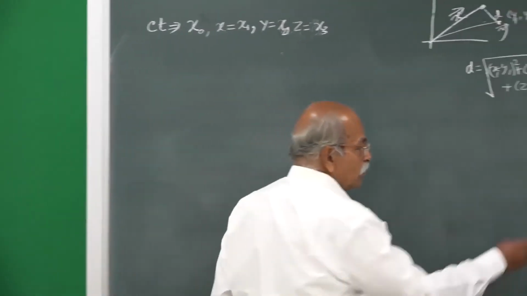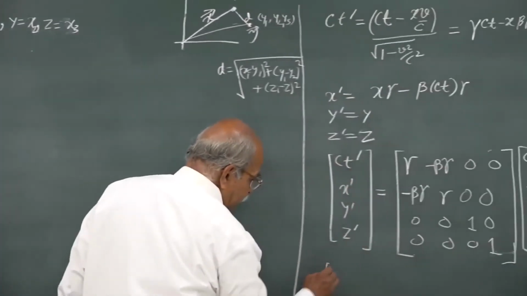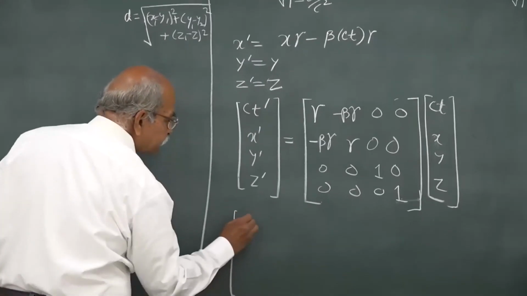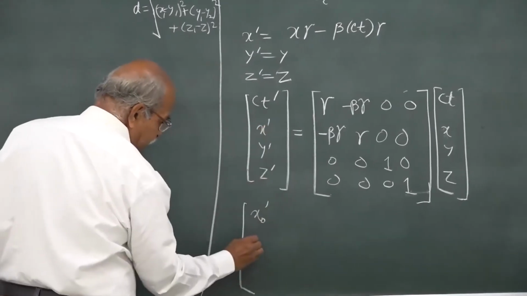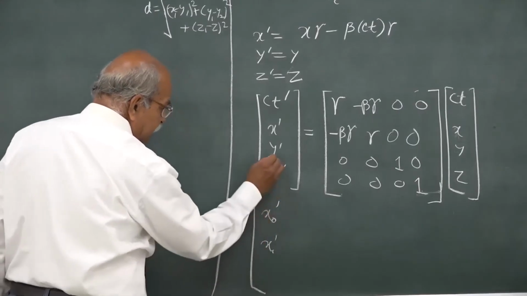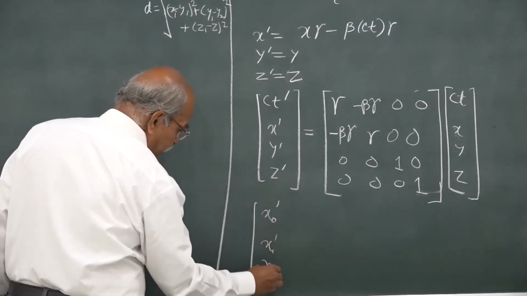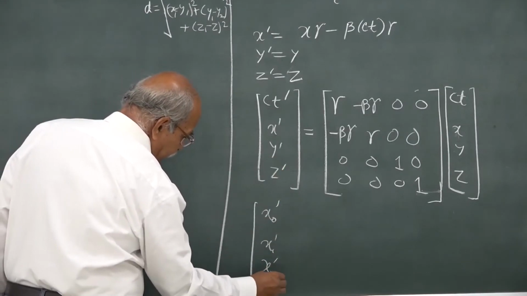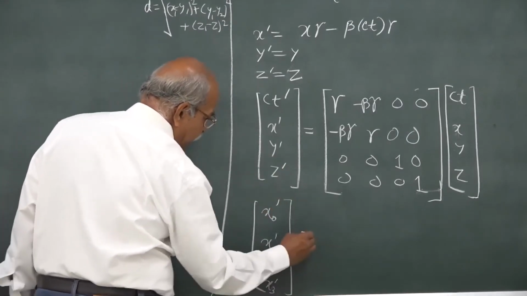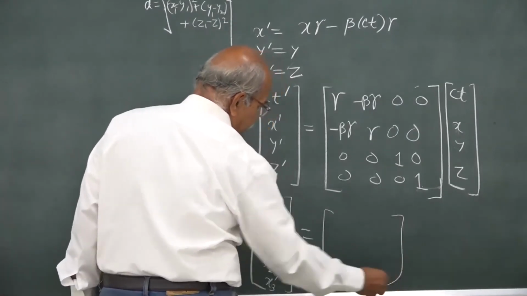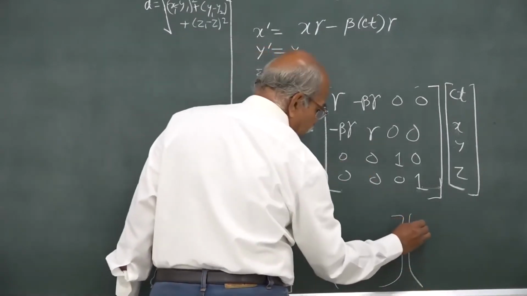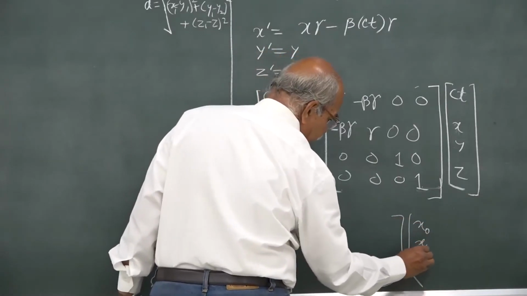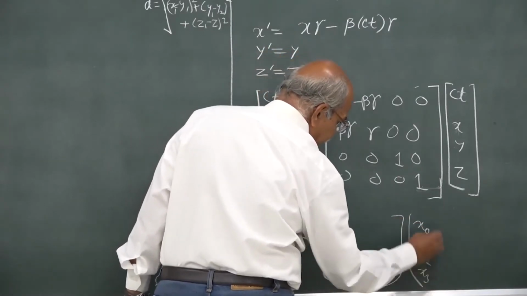So, if you write it again, this will be x0 prime, this will be x1 prime, this will be x2 prime, and this will be x3 prime. This is how we will write. This is that rotation, that transformation matrix, and then here you have x0, x1, x2 and x3.